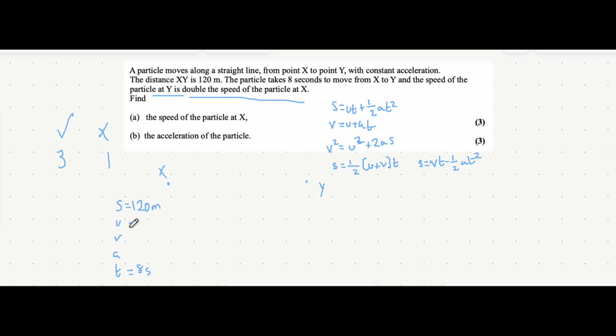We don't know what u and v are. This could be 5, this could be 10. We just know that this is double this. So how you go about doing this is, let's call the initial velocity u. In that case, the final velocity would be 2u. And we're going to use algebra to do this question.